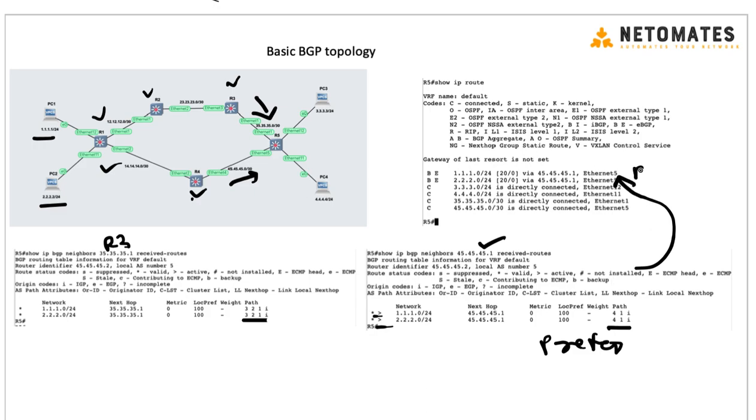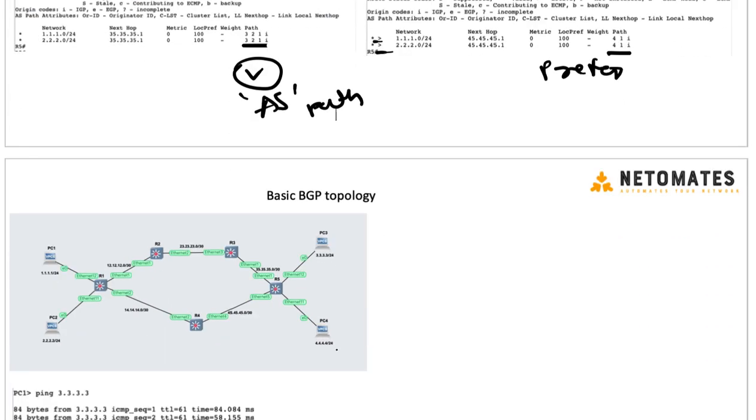So routes are pointing to the R4 side. There are so many other BGP attributes that BGP goes through in the path selection process, but in this example the tiebreaker is AS path, the number of AS hops in the path.